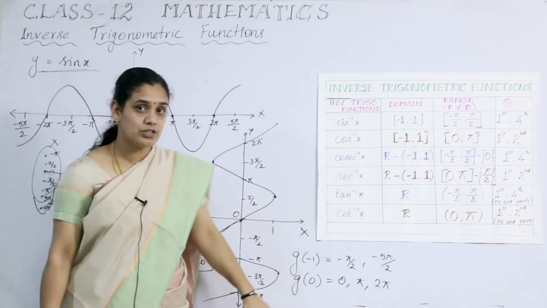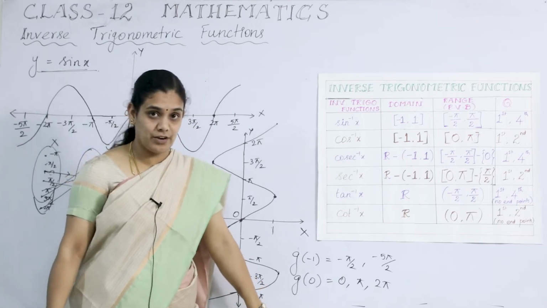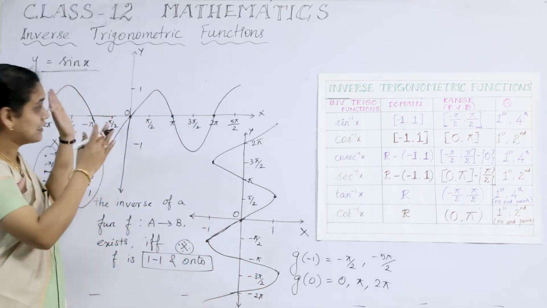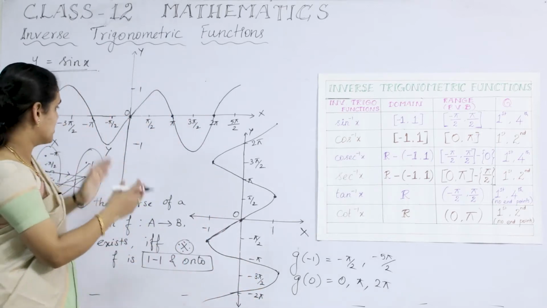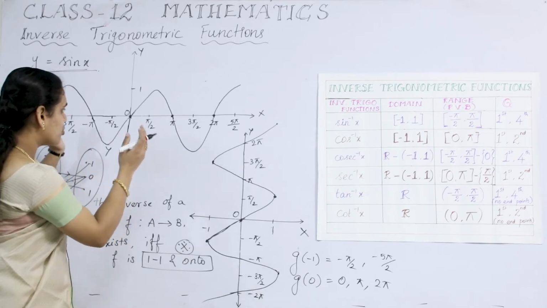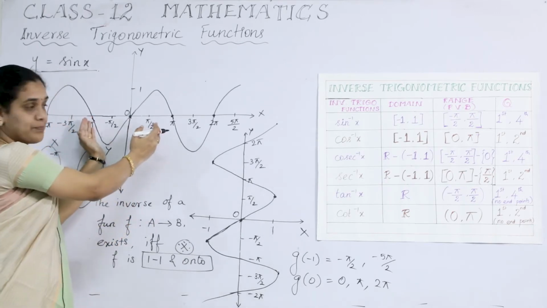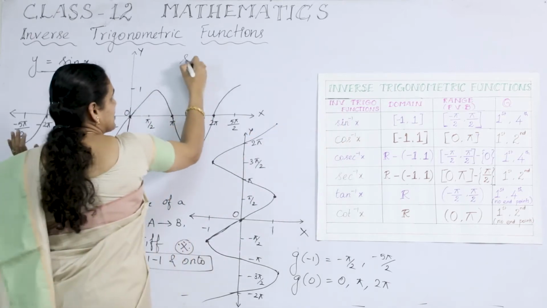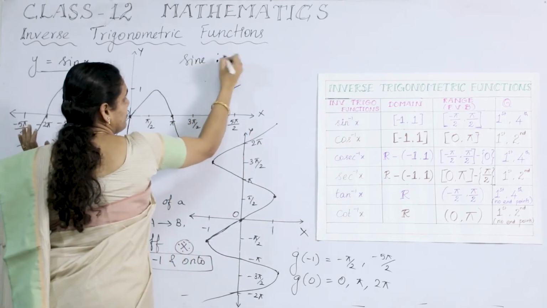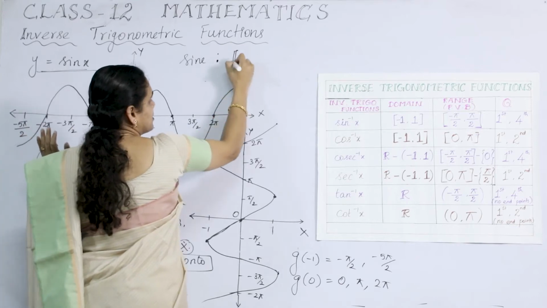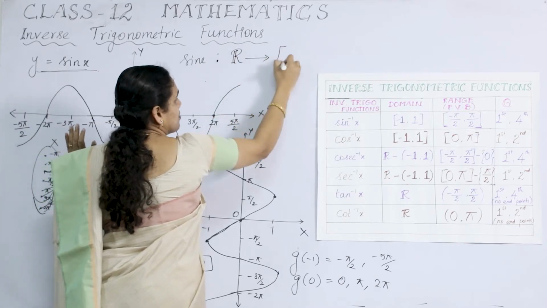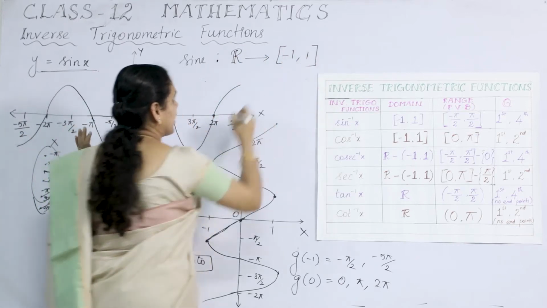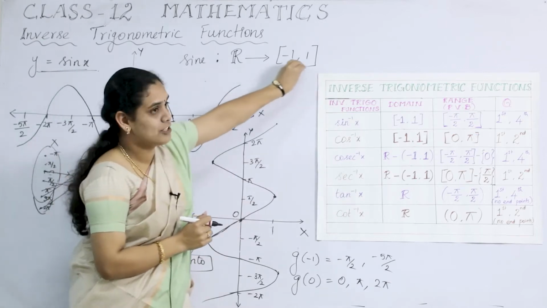So, how are we going to define the inverse trigonometric functions? For that, we are learning this chapter, inverse trigonometric functions. What are we going to do? We are going to restrict the domain of sin x. We are not going to take the entire set. See, we define the sine function from real numbers to minus 1, 1, right? From the real numbers to minus 1, 1.